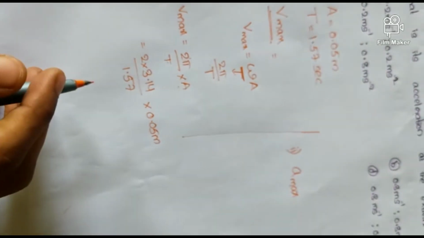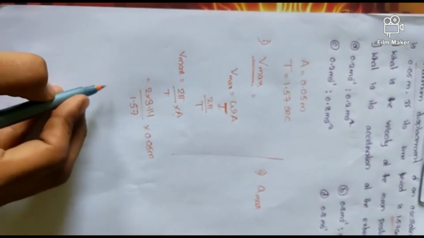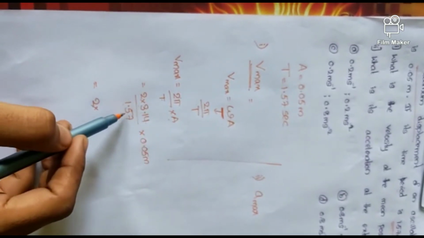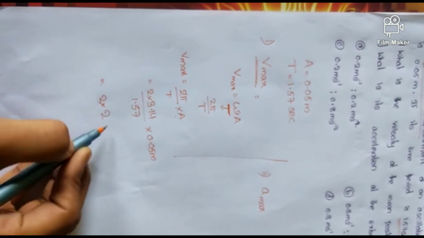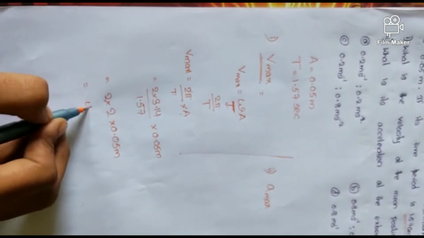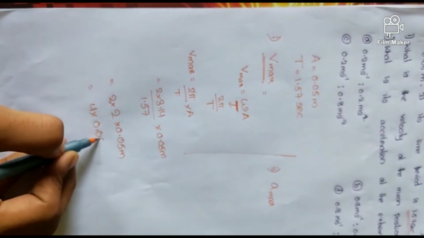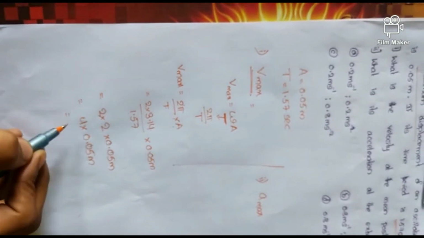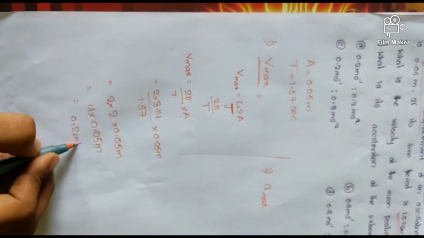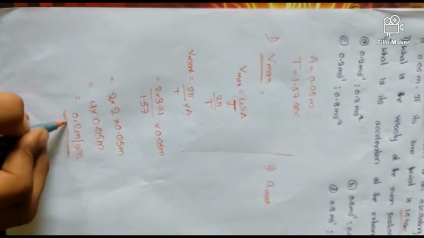So let us substitute the value 2 into the answer. 3.14 by 1.57 is 2, so we get 4 into 0.05 meters, that is equal to 0.2 meter per second. It is the Vmax value.